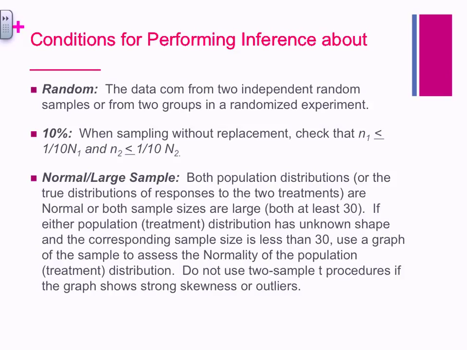So your conditions, as always, have to be random, your 10%, your independent, and then again, your normal or large sample. So your distribution has to look normal or you have to have a large enough sample. So we use the general rule of thumb of 30. Big difference here is that because you have two samples, you're going to have to run your conditions for both of your groups or both of your samples.